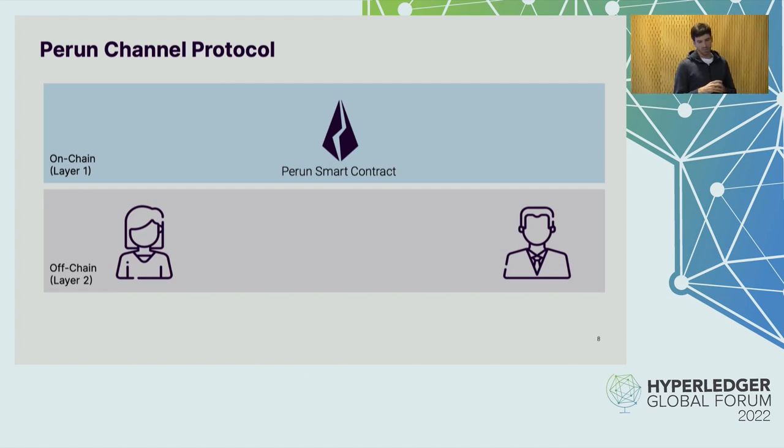The prerequisite for using Perun, independent of how you implement it, is that when you want to use it, you have to deploy a smart contract on a chosen blockchain. We are compatible with different types of blockchains, but independent of which blockchain it is, you have to deploy a Perun smart contract with a certain functionality for dispute resolution.